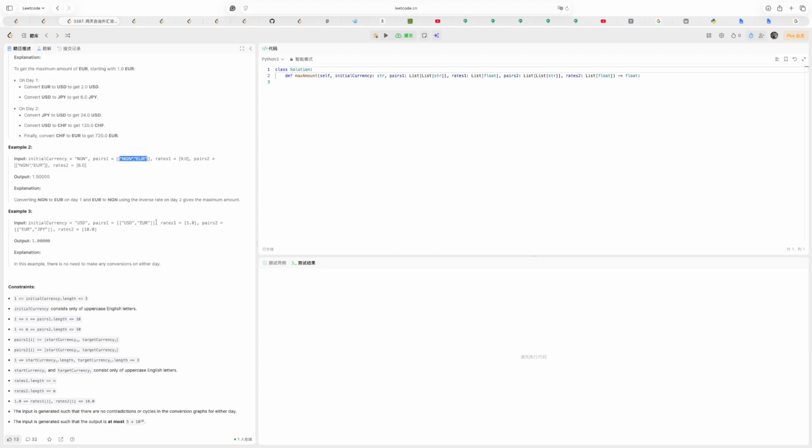And for USD, for example 3, you will turn USD to euro to 1 euro, and then day 2 you will have 10 JPY, but there are no ways to get back to USD.